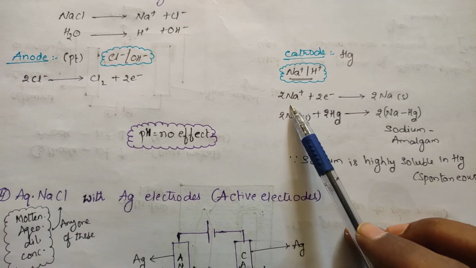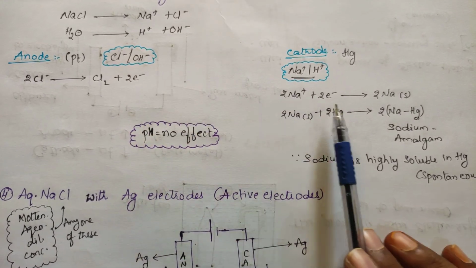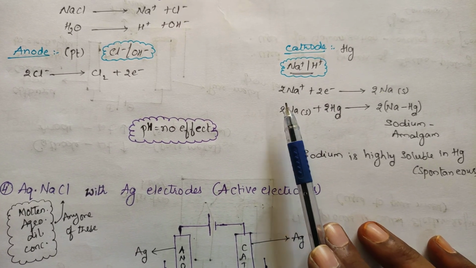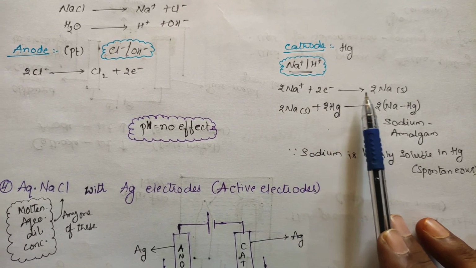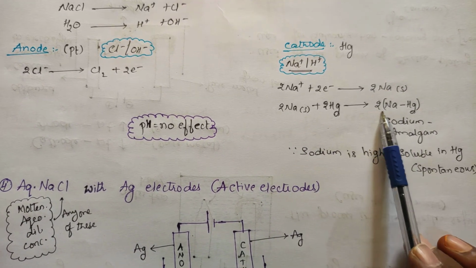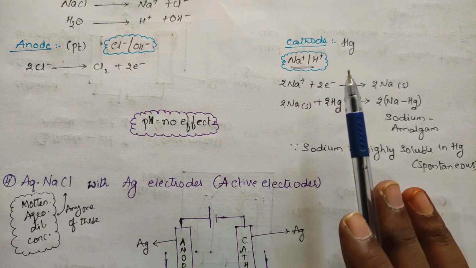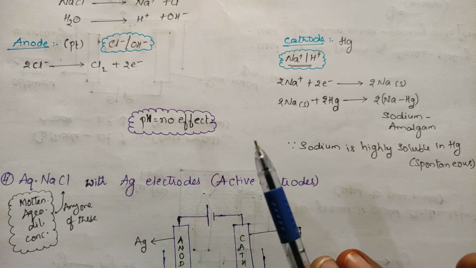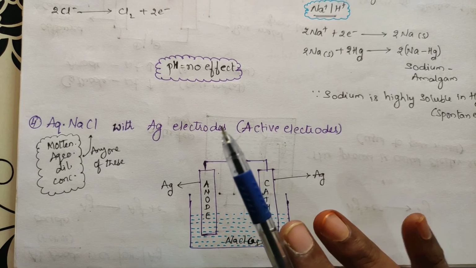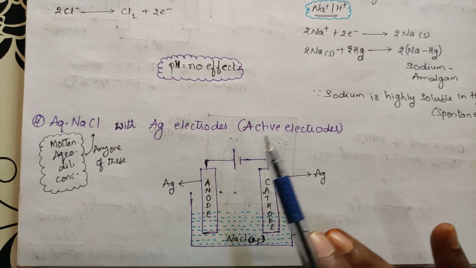So 2 Na plus, whatever the cations you are having, because here you have got 2 electrons, so you should balance 2 electrons. Means if you want 2 electrons here, you should take 2 sodium plus. So 2 sodium plus and 2 electrons form 2 sodium. Because the sodium is having higher affinity towards mercury, it forms NaHg. Even though H plus is having higher reduction potential, it is not discharged at the cathode when you use mercury as the cathode in the presence of concentrated NaCl. And for pH there is no effect. So there is no liberation of H2 gas or OH minus. Okay.